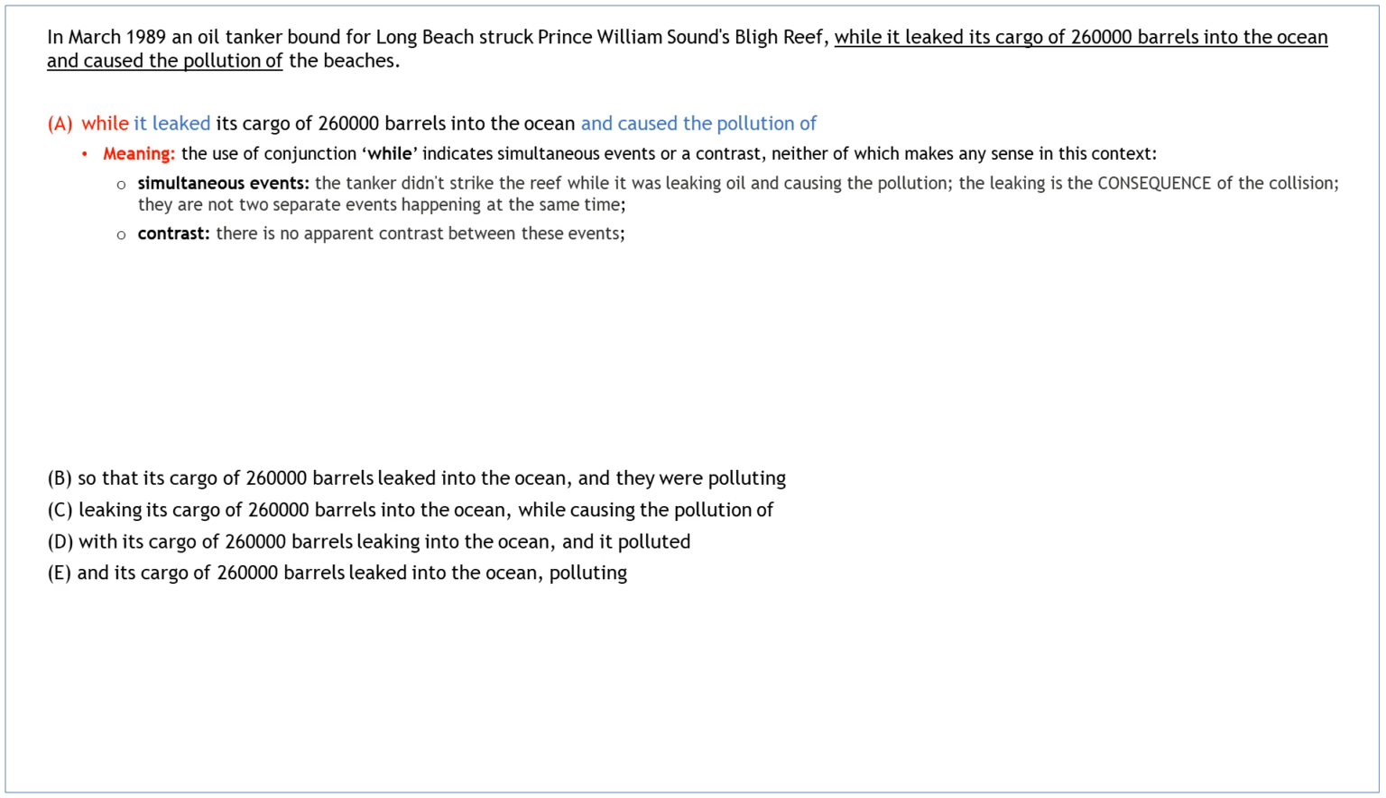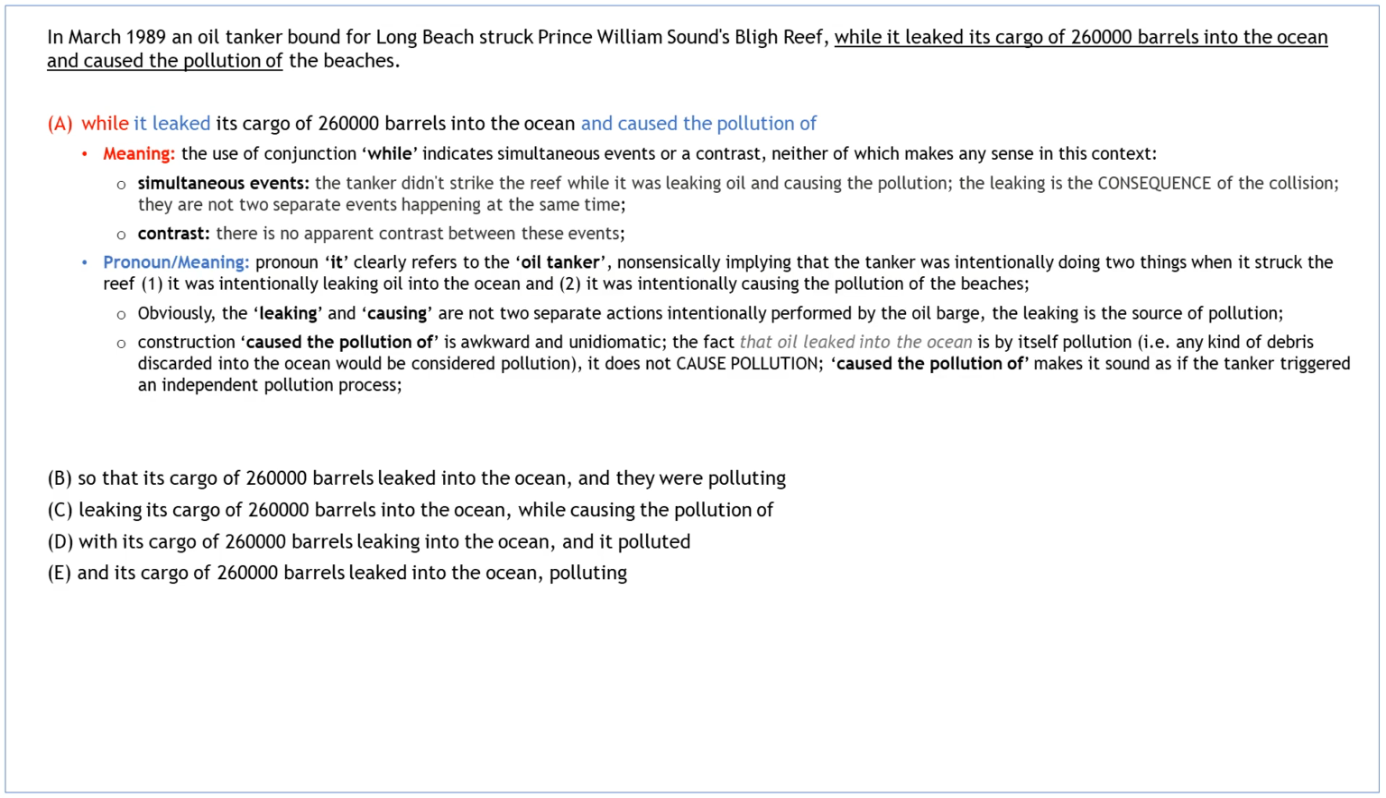In addition, the pronoun "it" clearly refers to the oil tanker, nonsensically implying that the tanker was intentionally doing two things when it struck the reef: it was intentionally leaking oil into the ocean, and it was intentionally causing the pollution of the beaches. Obviously, the leaking and causing are not two separate actions intentionally performed by the oil barge. The leaking is the source of pollution.